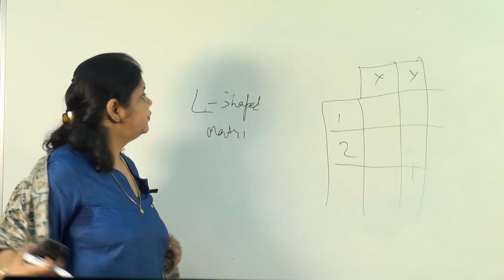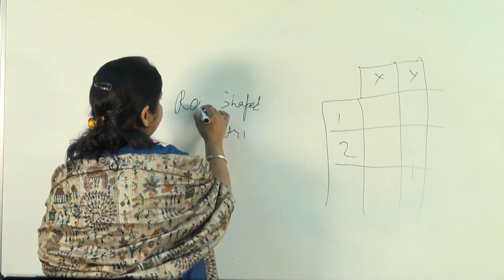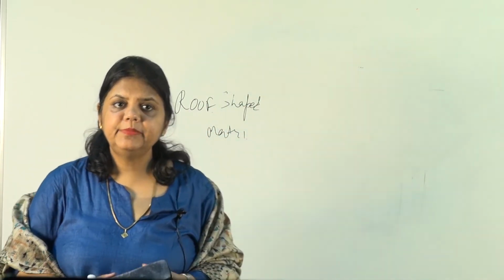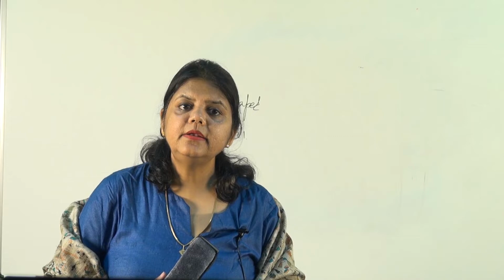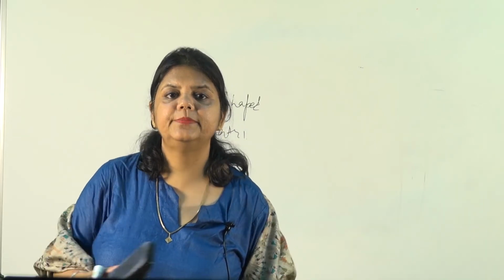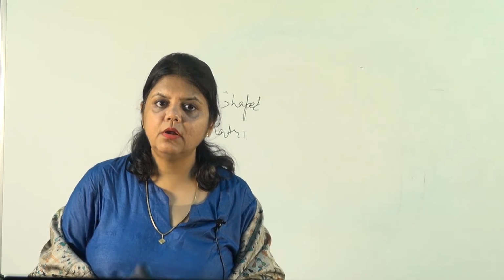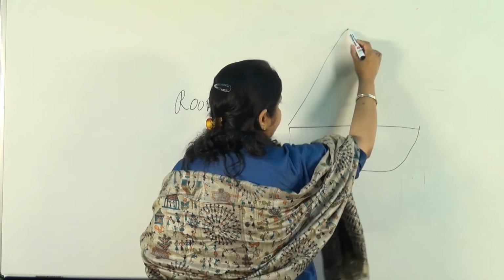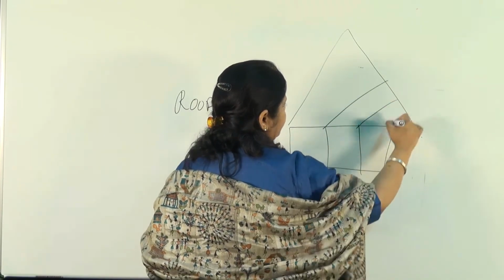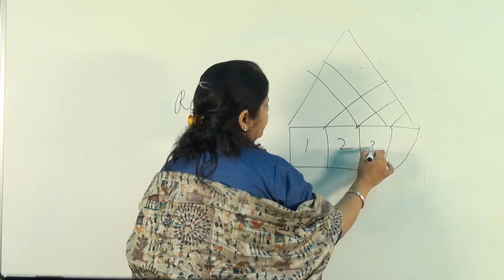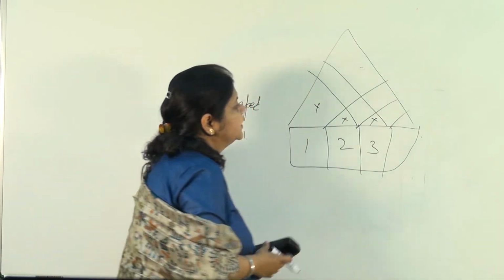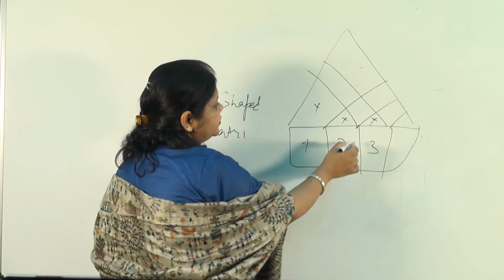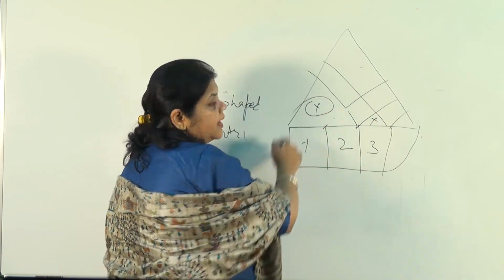Next is roof-shaped matrix. Roof-shaped matrix, in this case, one group of items is related to themselves. It is usually used along with L or T-shaped matrix. So something like this. So it gives a relationship between the variables themselves. So 1 and 2 will have a relationship something like this.